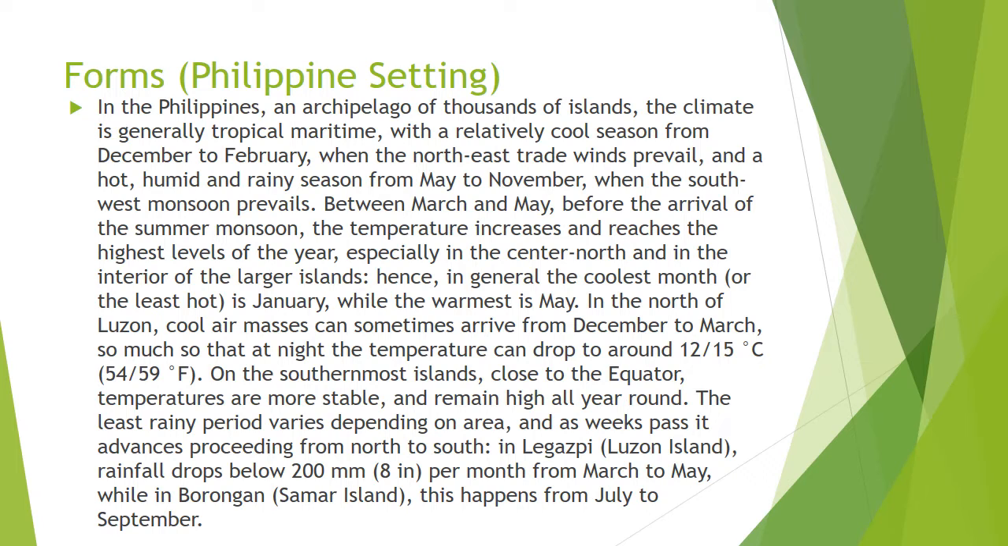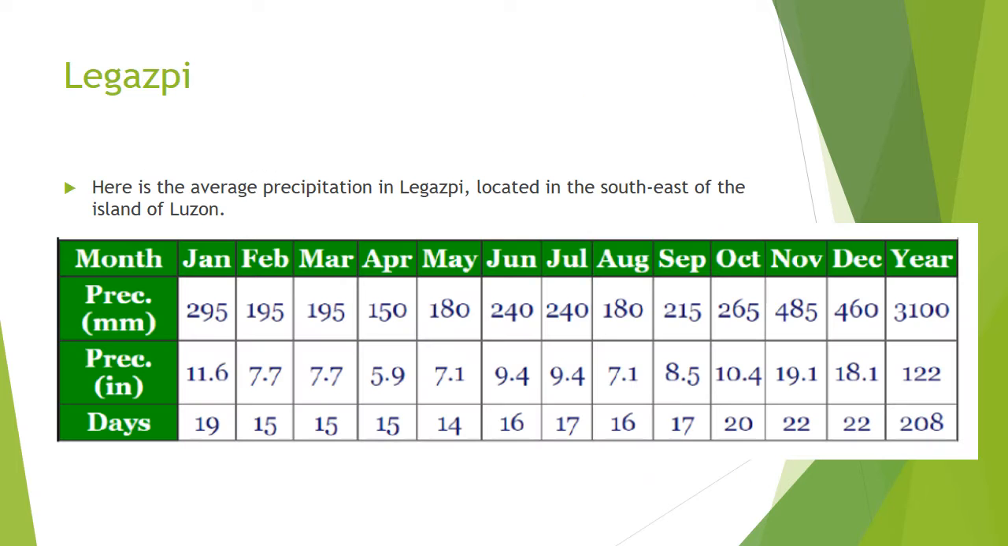And as weeks pass, it advances, proceeding from north to south. In Legazpi, in Luzon Island, rainfall drops below 200 mm or 8 inches per month from March to May, while in Borongan, Samar Island, this happens from July to September.